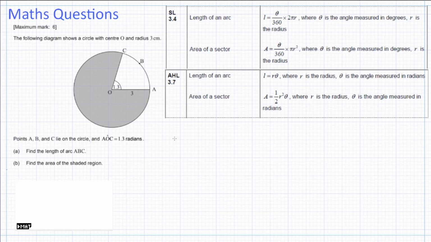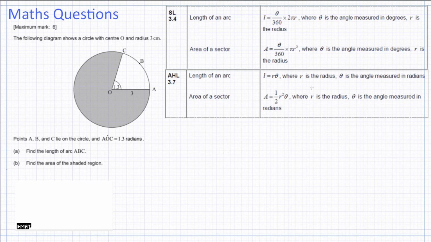Alright, so following some of your doubts, here we are. The following diagram shows a circle with center O and radius 3 centimeters. Points A, B, and C lie on the circle. And OAC, so this angle here, is 1.3 radians. Letter A. Find the length of arc ABC.